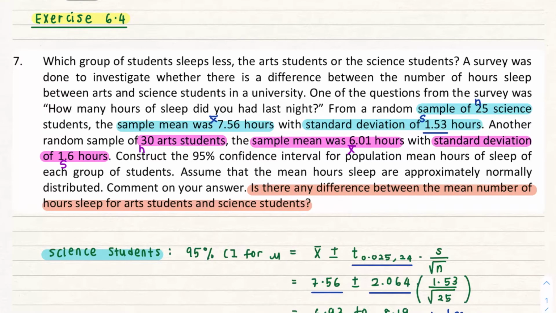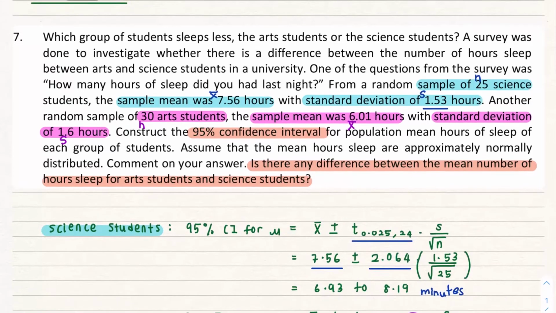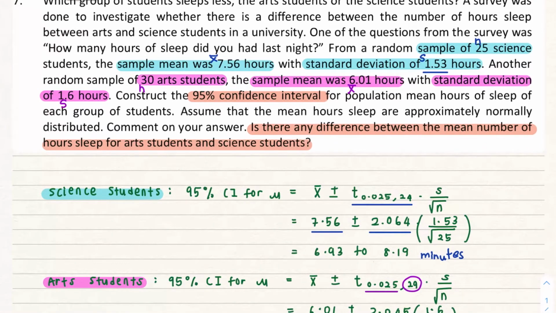The question gives you a 95% confidence interval. They ask you to construct the 95% confidence interval for both the science students and the art students. The blue color is the science students. It comes from a sample of 25 science students, and they found the sample mean is 7.56 hours with a standard deviation of 1.53 hours. Because this standard deviation refers to your sample of 25, it is the sample standard deviation, S. So sigma is unknown, and your critical value would be the T value.